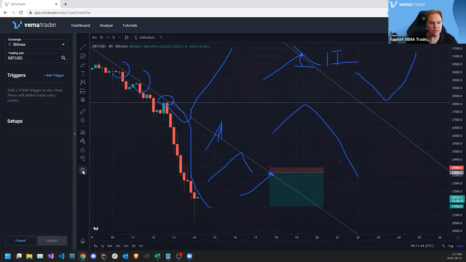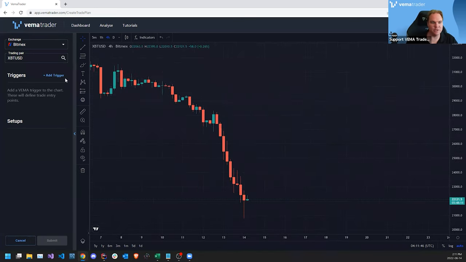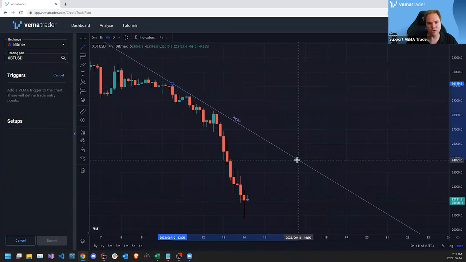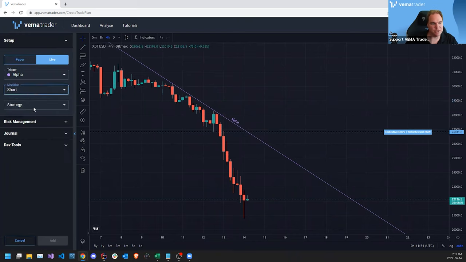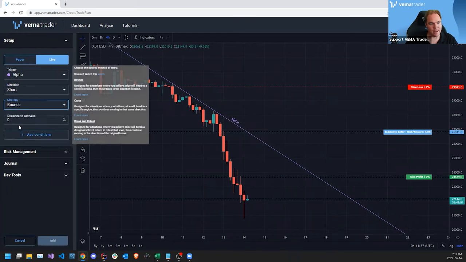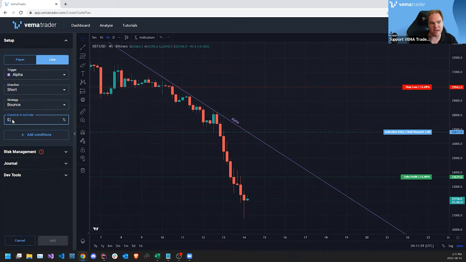So if I'm looking for a trade now, I will find a slopey line like this, just pretend that this is perfect. I'll then add on a trade and say short and bounce. I personally always use a distance to activate of 0.1, because I've missed too many trades where price comes to the line and doesn't come close enough. So in this case, close enough is good enough, though I'll never admit that to my kids.